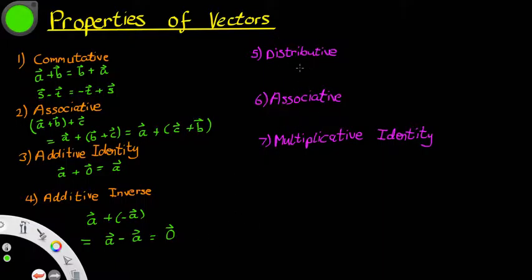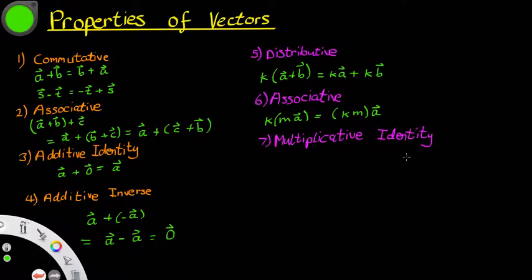Okay, let's head on to the ones for scalar multiplication. The distributive property says if you've got a scalar k, and you're multiplying it to the addition of vector A plus B, then this is equivalent to writing k times A plus k times B. The associative property is similar to the associative property for addition, in that if you've got a scalar k and a scalar m, such that k times, in parentheses, m times the vector A, this is equivalent to writing k times m times vector A.